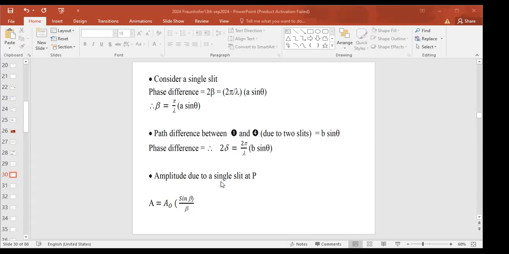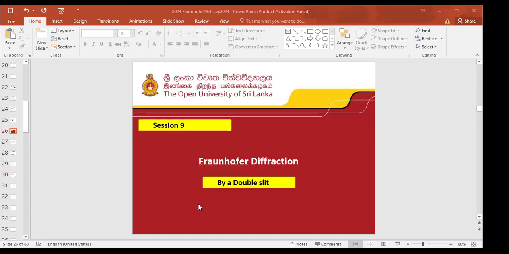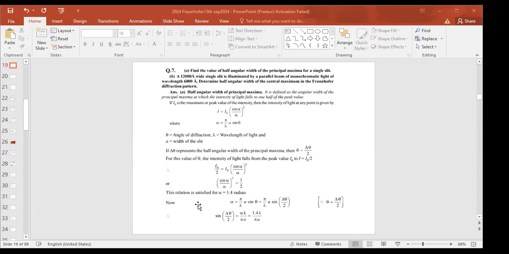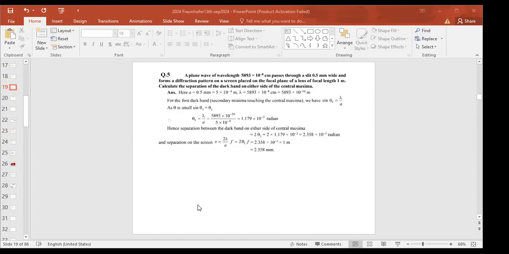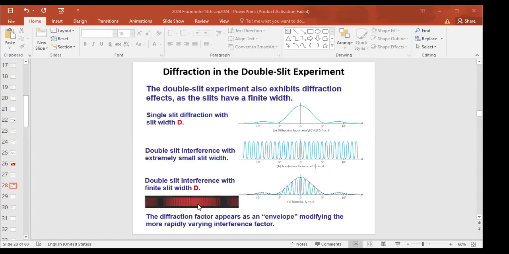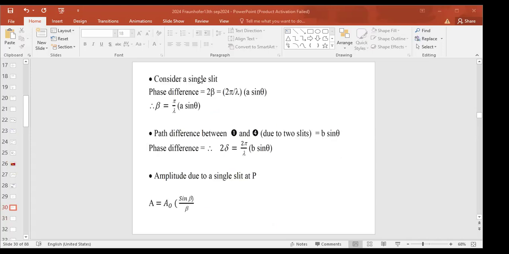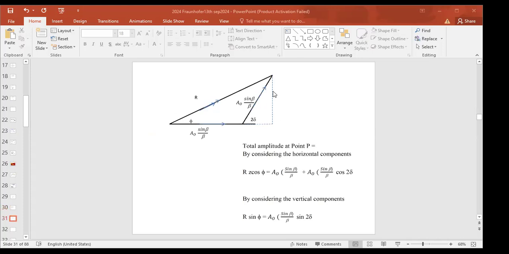Then the amplitude due to a single slit at P. In our single slit case, we obtained this equation. Remember, go down and see it. Now we can put all these together in a graphical way.